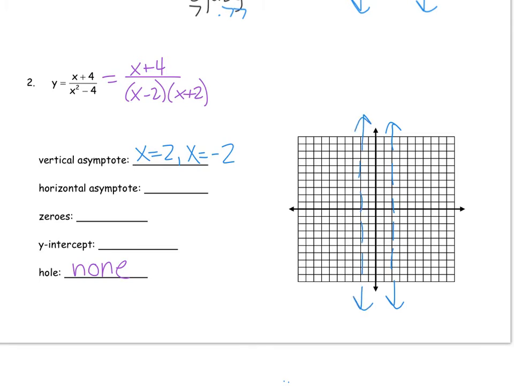Okay, for horizontal asymptote, again I'm looking at degrees. Because I have fewer x's on the top and more x's on the bottom, that means that I'm going to have y equals 0 again. Okay, zeros, if I set the top equal to 0, I'm going to get -4.